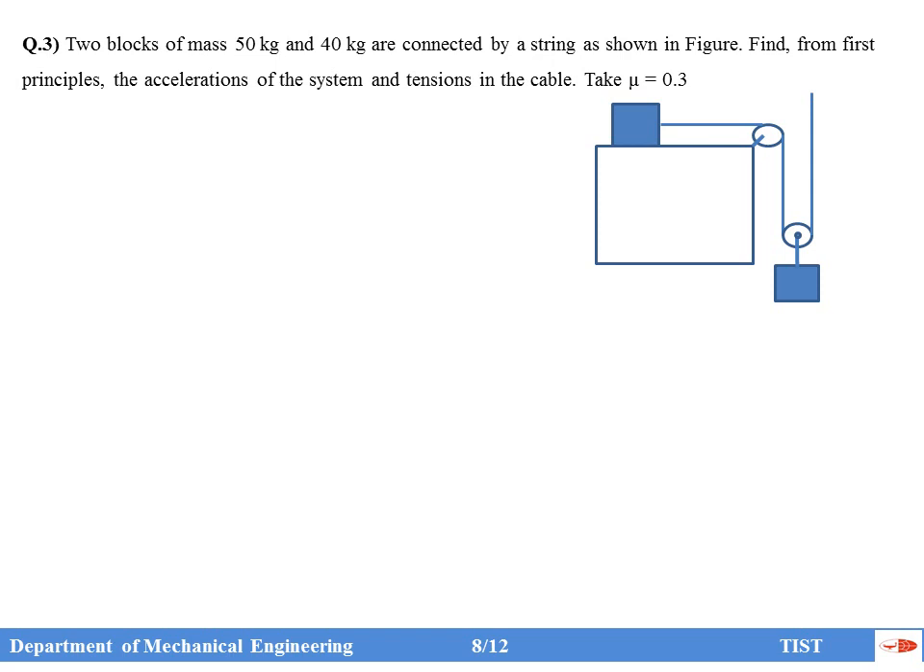The tension in the string will always be T. Don't take T1, T2 as I discussed in module 2. Don't take T1, T2, always T. Single letter T, and you can take mu equal to 0.3. It's already given in the figure that the 50 kilogram block is connected with one string, and the 40 kilogram block is connected with two strings.